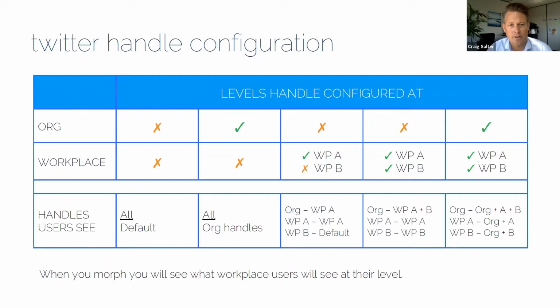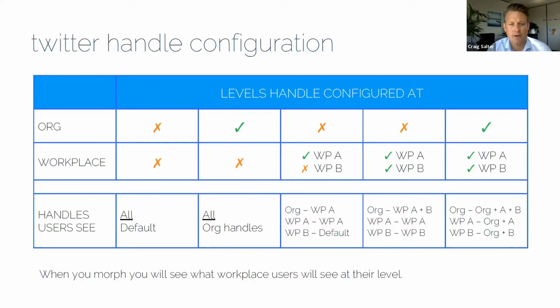As we move along the table here, we can see organisation has been ticked and workplace hasn't been ticked. So in these scenarios, all users across the business will see the organisational handles. And this is probably the most common setup that we see across our clients.